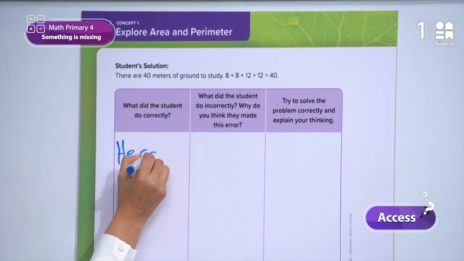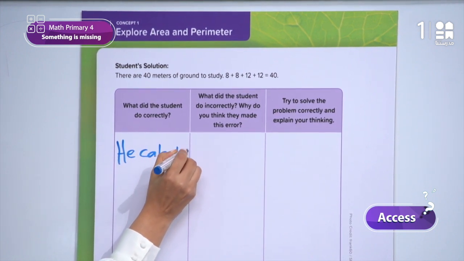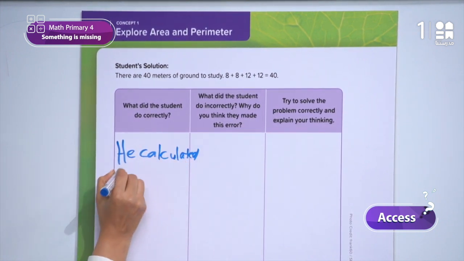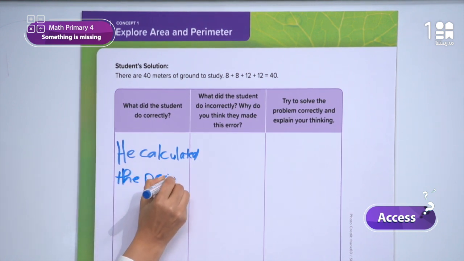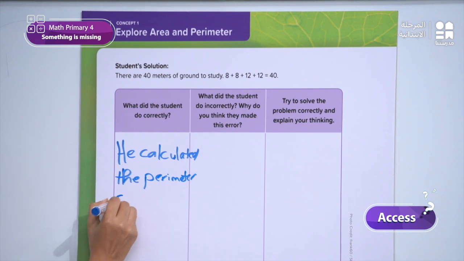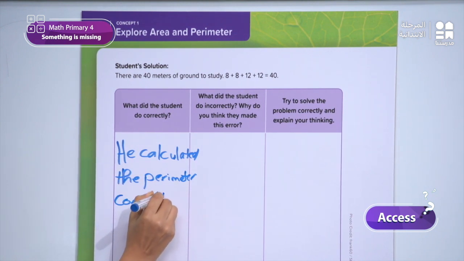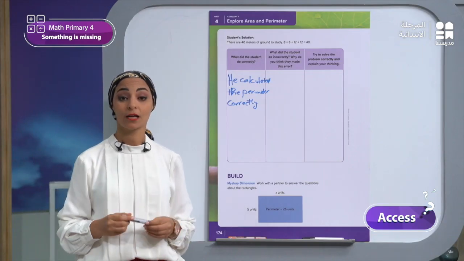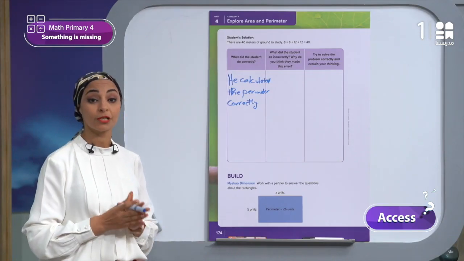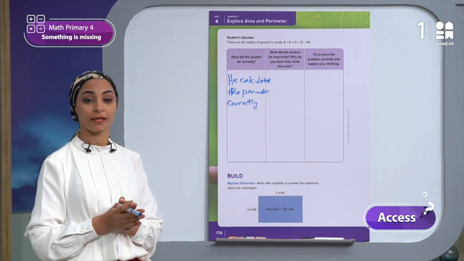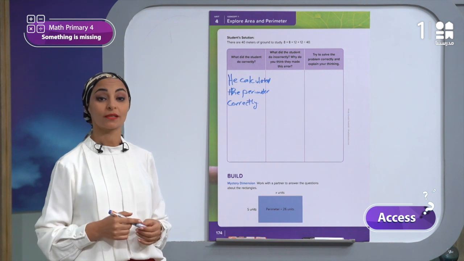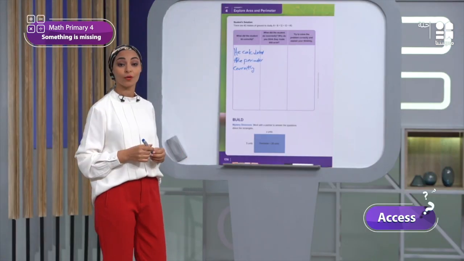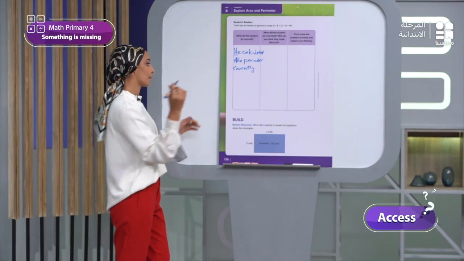He calculated the perimeter correctly, right? That is the first thing he did right. So what did he do wrong? Yes, his error was that he solved for the perimeter when the question asked for finding the area. So let's write in the second column that Amir calculated the perimeter instead of the area.